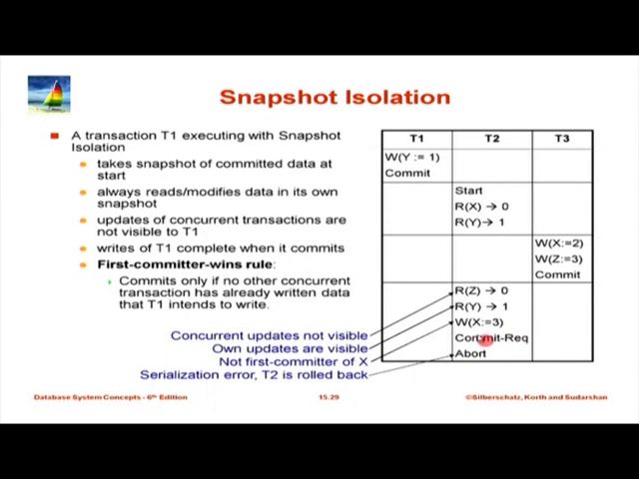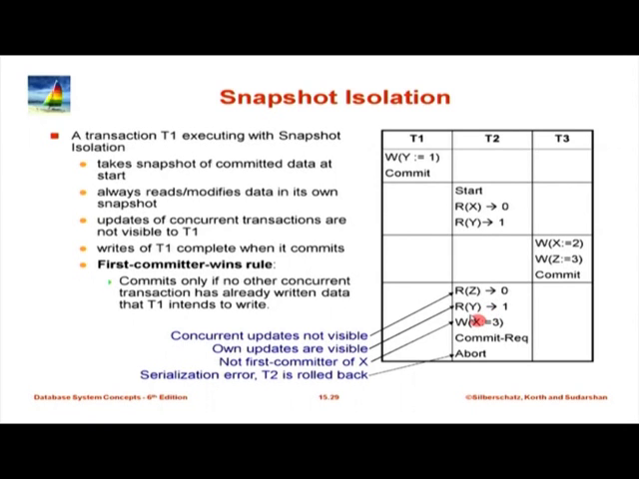Now, this part, write X equal to 3, what happens? Now, it requests a commit, okay? So here, what snapshot isolation does is, it checks, was there a concurrent transaction which wrote a data item which T2 wrote? So in this case, T2 has written X, and there was a concurrent transaction. T3 was concurrent with T2. It also wrote X. At this point, T3 has already committed. When T2 does a commit request, it is rolled back. So this step essentially does validation.